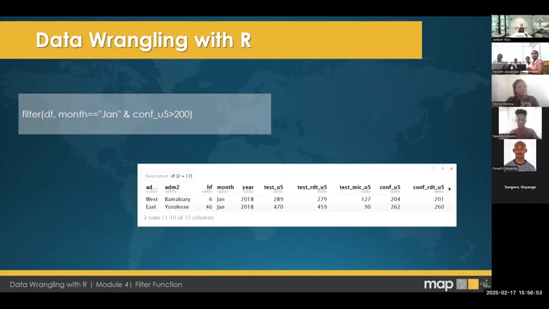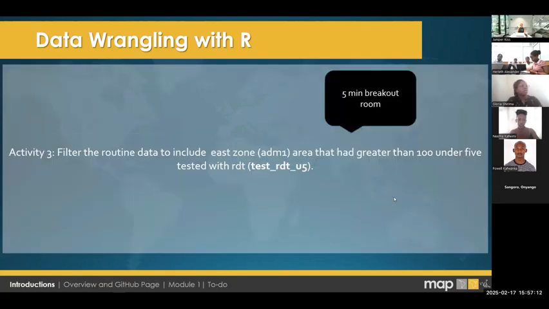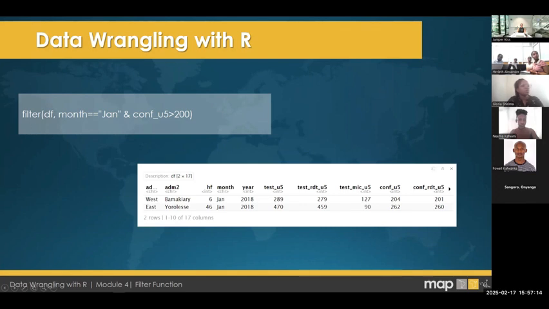But when we write the and condition, it also filters more of all the many columns we have in January, and it gives you only 2 rows. Like there is only one in West and East, which have month of January, and also the confirmed under 5 here are more than 200, something like that. And yeah, maybe I can show you quickly before we run into the activity.